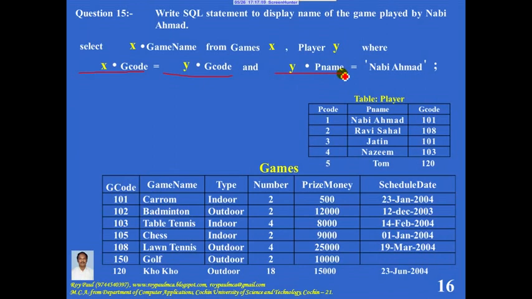Now, what about the output of the statement? I told you after select whichever column name is given, that should be given as the heading. So here the heading is game name. And which game name should I select? Game played by Nabi Ahmad. So the game played by Nabi Ahmad, the gcode is 101. So from here I should select the game name with the gcode 101. It is Carom. So the output is Carom.